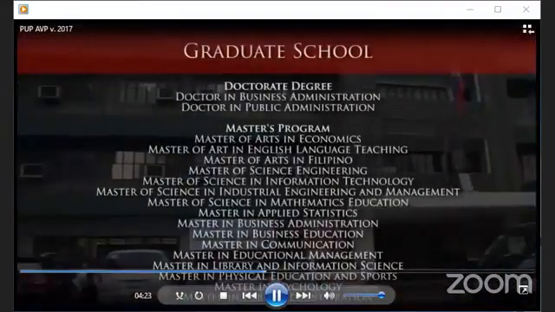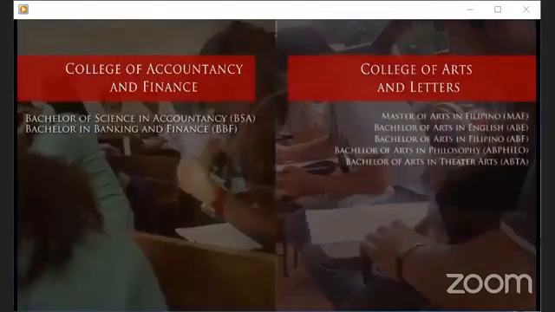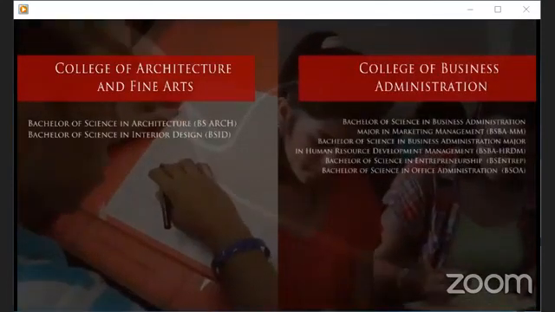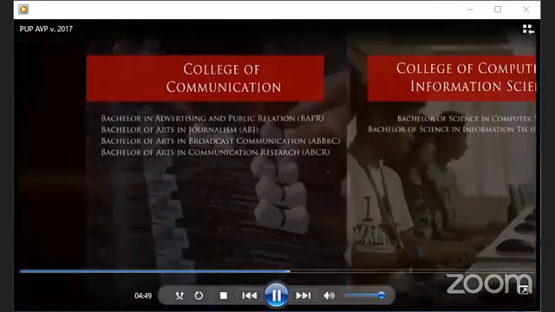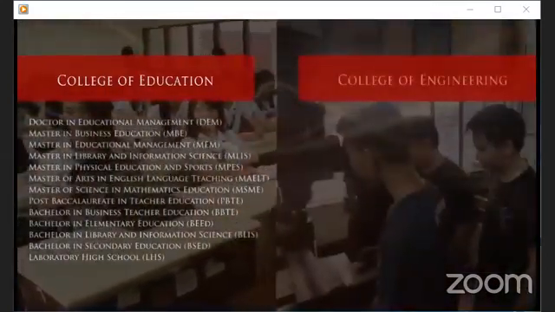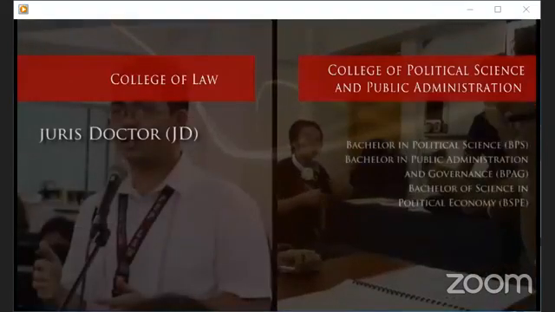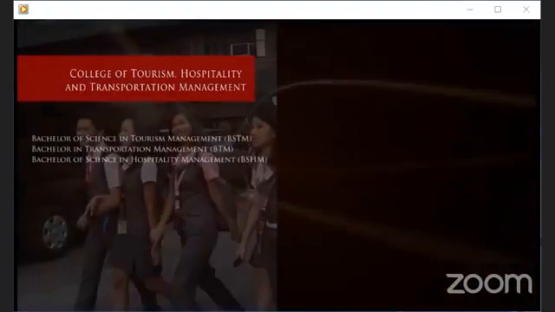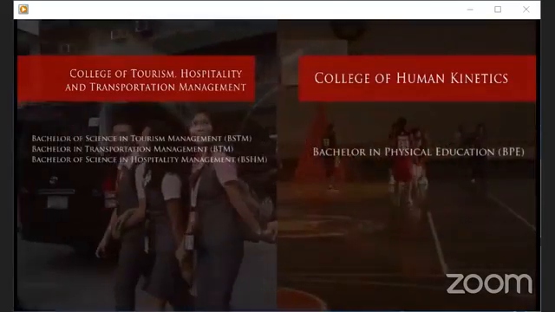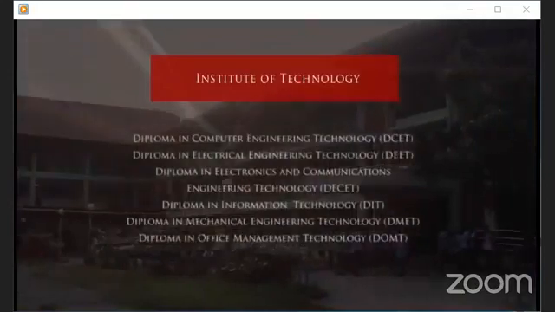Graduate School, College of Accountancy and Finance, College of Arts and Letters, College of Architecture and Fine Arts, College of Business Administration, College of Communication, College of Computer and Information Sciences, College of Education, College of Engineering, College of Law, College of Political Science and Public Administration, College of Social Sciences and Development, College of Science, College of Tourism, Hospitality and Transportation Management, College of Human Kinetics, Institute of Technology.